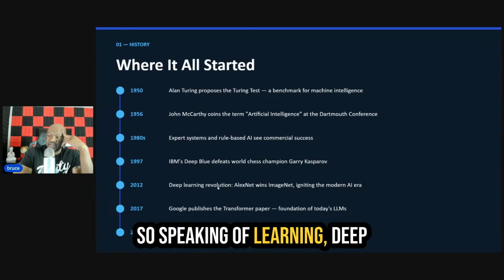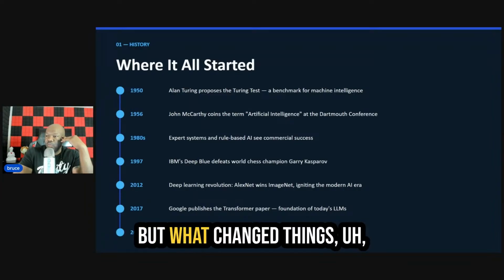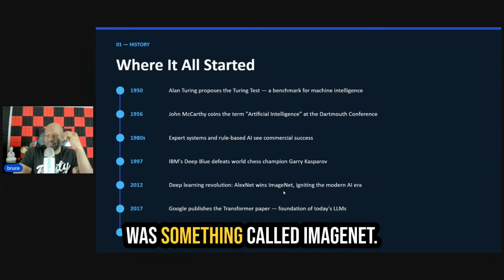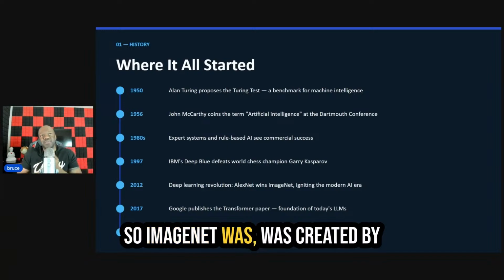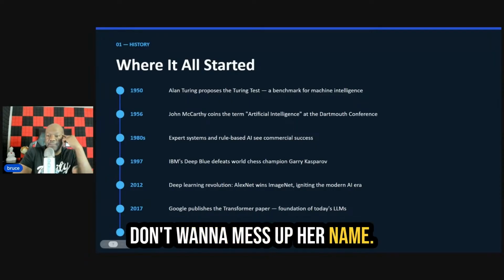So speaking of learning, deep learning was a thing at that time, but what changed things was something called ImageNet. ImageNet was created by a scientist named, man, I don't want to mess up her name.